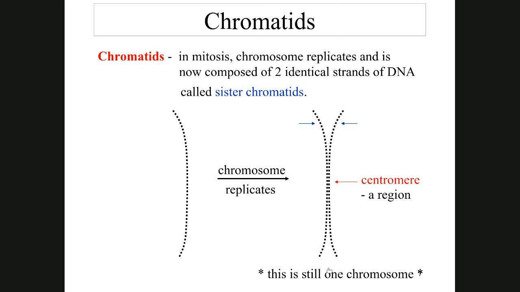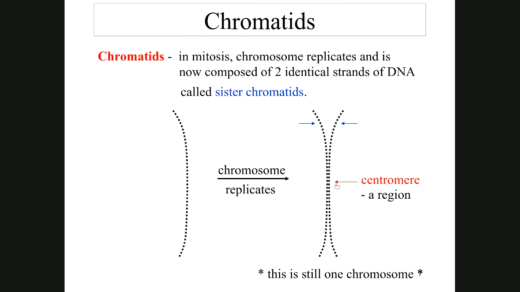Here's another definition, chromatids. Now, in mitosis, cell division, the chromosome replicates, it copies itself, and is now composed of two identical strands of DNA called sister chromatids. They're called sister chromatids because they are together. So you see my chromosome's kind of rough here. It replicates, it copies itself, and now there are two sisters. The blue arrows are pointing to the two sisters. And they're held together in a region called the centromere.